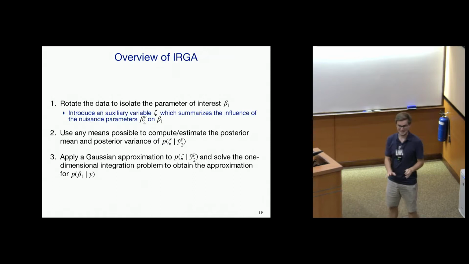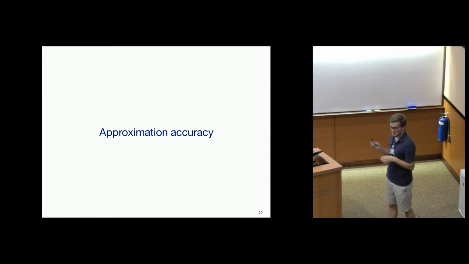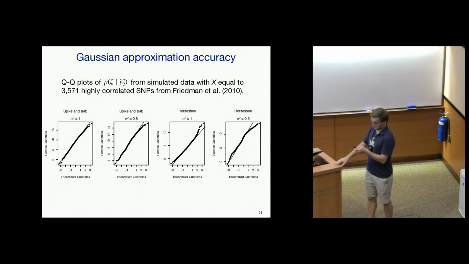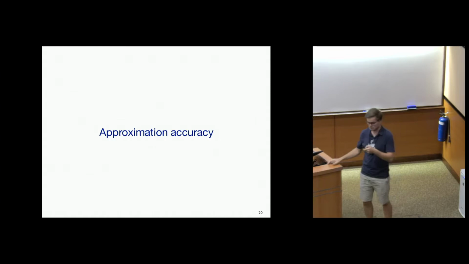Okay, if not, then let's talk a bit more about approximation accuracy. We talked a bit about why the Gaussian approximation might make sense. We're going to look at two ways. We're first going to look at it empirically, and then we're going to see a little bit of theory. So let's look at the Gaussian approximation accuracy.